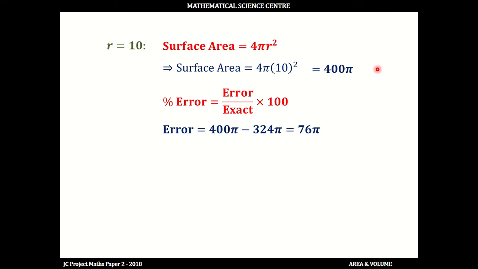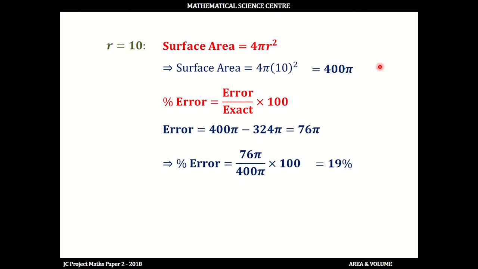That gives 76 pi. So the percentage error is going to be the error over the exact multiplied by 100. The error is 76 and the exact is 400. So 76 pi over 400 multiplied by 100. Now the pi's will cancel. And that works out as what? 19 pi. So the question stated, what's the maximum possible percentage error?